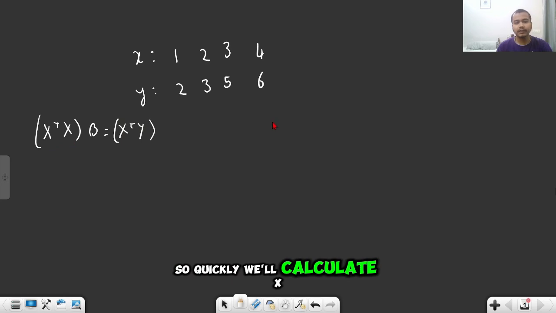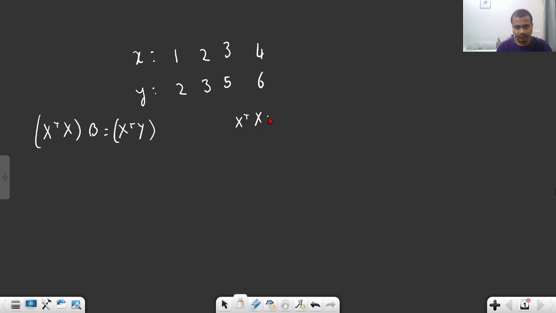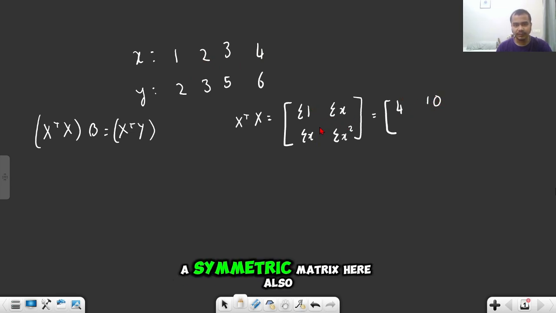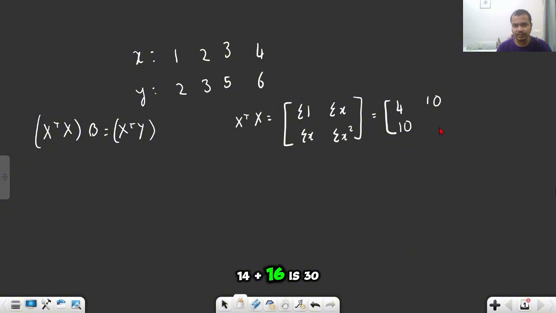So quickly we'll calculate X transpose X. X transpose X is going to be sigma 1, sigma x, sigma x, sigma x square. So this is sigma 1, which is 1 plus 1 plus 1 plus 1, which is 4. Sigma x is 1 plus 2, 3, 6, 10. Since this is a symmetric matrix, here also 10. Sigma x square is 1 plus 4, 5, 5 plus 9, 14 plus 16 is 30. So here we have X transpose X.